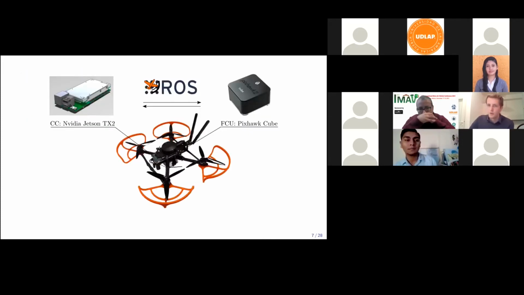So the platform on which we are doing our work is a homemade platform on which we have a flight controller, the Pixhawk Cube, which performs low-level computations and control, which communicates with a companion computer, an NVIDIA Jetson TX2, which does higher level computations. And then these two communicate over MAVLink using MAVROS libraries.